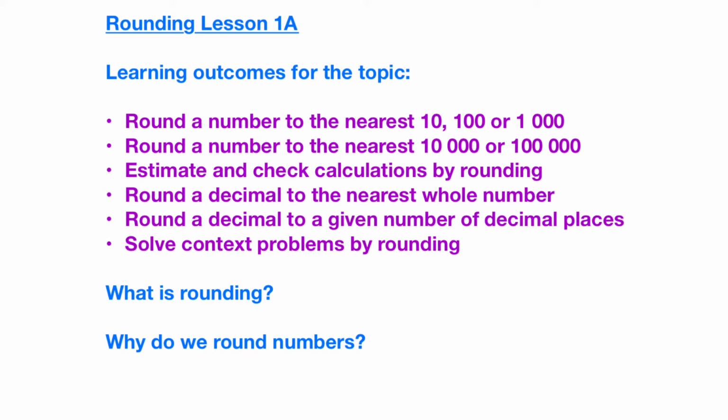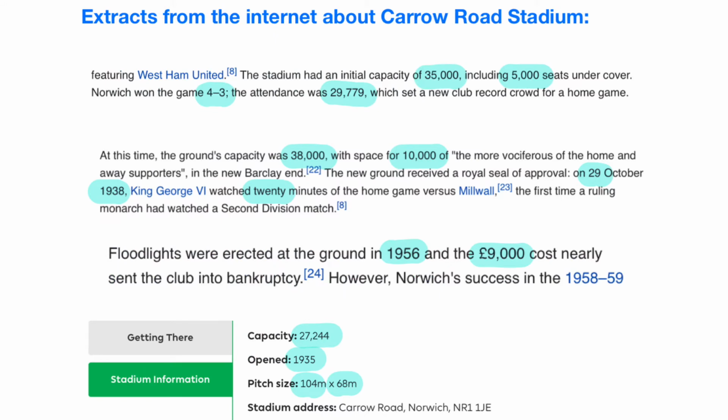Now, we round numbers to make them a bit easier to understand usually. A bit easier to understand, a bit easier to imagine, and a bit easier to compare. So we're going to have a look at some articles that I found on the internet about Carrow Road Stadium in Norwich. So these are just bits and pieces that I've cut out of the articles.